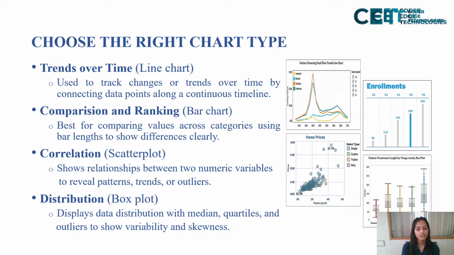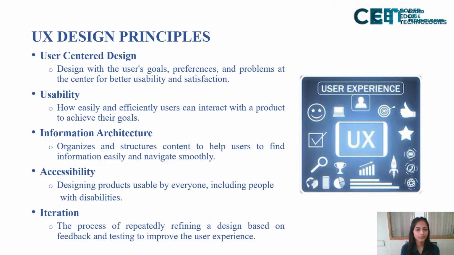Distribution. For distribution, box plots are used, which display data distribution with median, quartiles, and outliers to show variability and skewness. Let's move to the next topic, which is UX design principles.